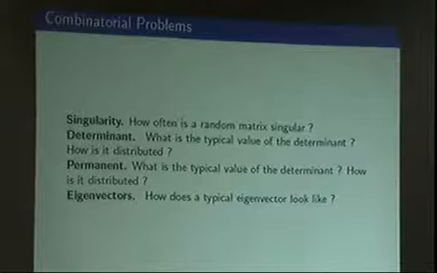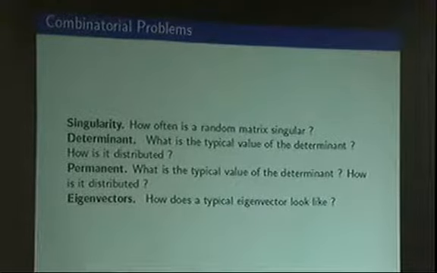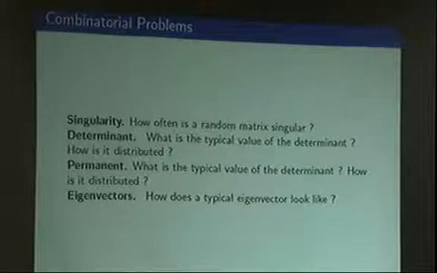And you can ask, for instance, not only things about the eigenvalues, you can ask things about the eigenvectors. So you take, say, a symmetric random matrix, then you have eigenvectors which form an orthonormal basis. So how does a typical eigenvector look? Does it look like a random vector, or does it have something special? These are a few things that I want to discuss today. There are more questions, but as I said, it's a huge topic.